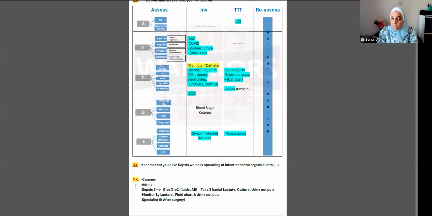This is in terms of sepsis. Lactate, culture, fluid chart and urine output, and serial lactate and all of these, you should mention them to the examiner if you are talking to the examiner at the 6-minute bell, all right, using SBAR. So this is in terms of sepsis fever.